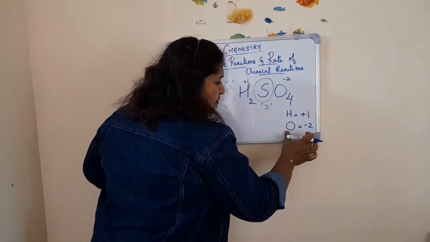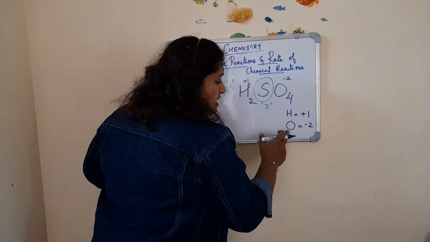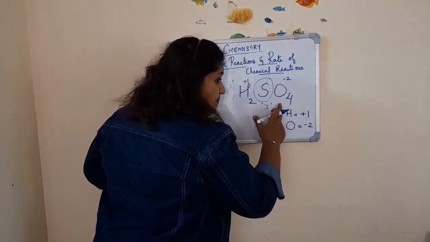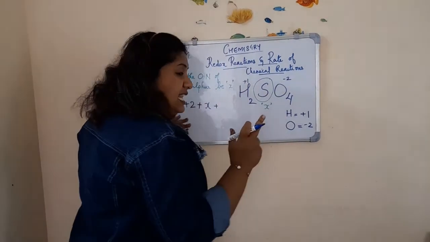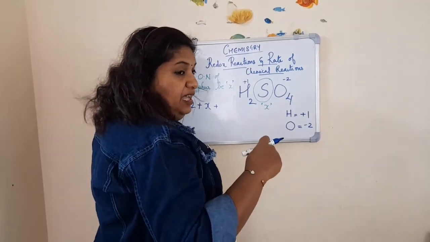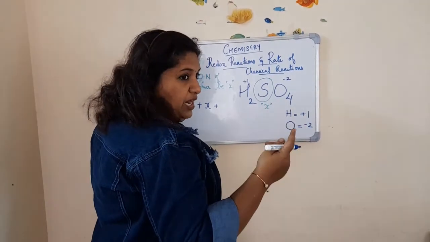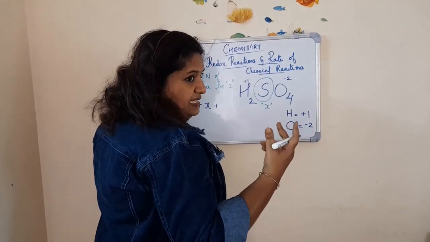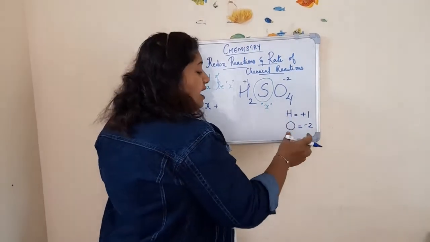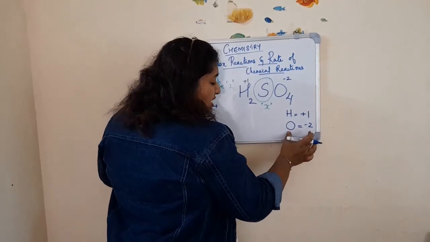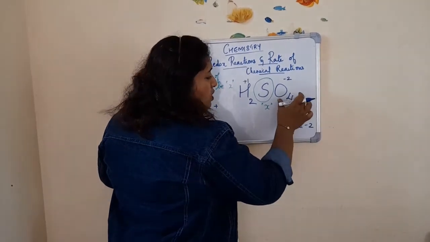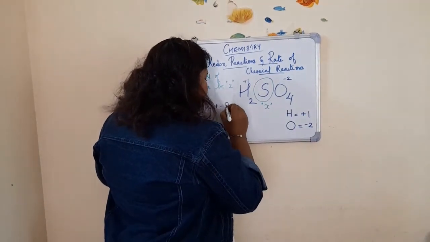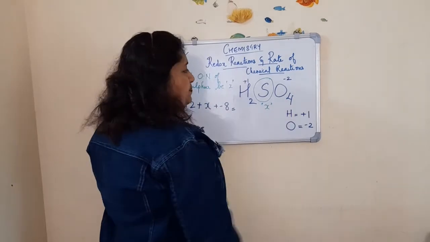So, if the oxidation number of one oxygen is minus 2, then what will be the oxidation number of 4 oxygen atoms? Go back to the maths class of first standard. If the cost of one chocolate is 5 rupees, what will be the cost of 10 chocolates? 10 into 5, isn't it? Same thing here. If the oxidation number of one oxygen atom is minus 2, what will be the oxidation number of 4? 4 into minus 2, that is minus 8.